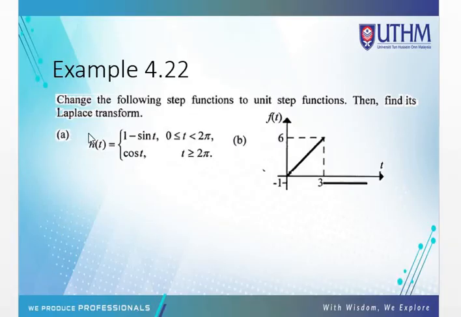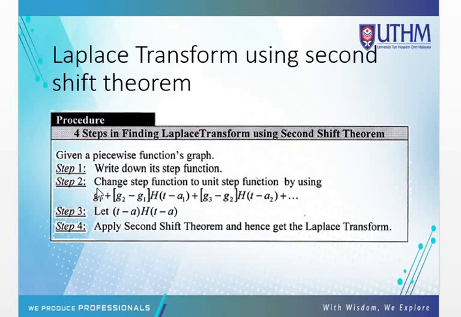Next, we look at another example, that is change the following step function to unit step function, then find its Laplace transform. There are 4 steps in finding the Laplace transform using the second shift theorems. So first of all is write down its step function. Then second, change the step function to a unit step function by using this g1 plus g2 minus g1 and unit step t minus a. So this one, we use this one. Then the step number 3, we assume the t minus a units t minus a, and then apply the second shift theorem and get the Laplace transform.